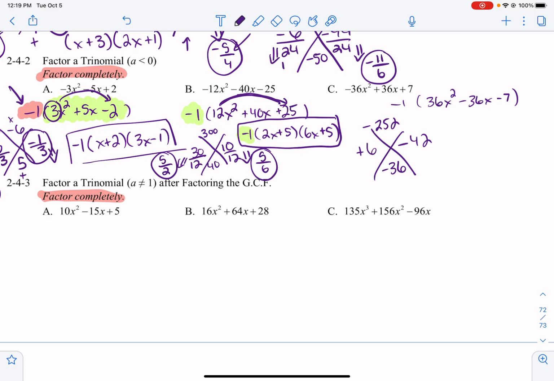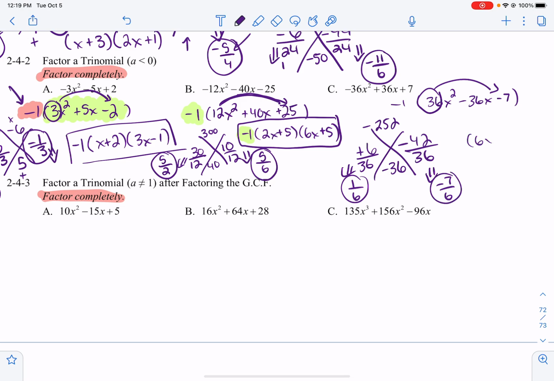But at the very beginning, I multiplied by 36, and I multiplied that by negative 7 to get my 252. So now I have to divide by 36. So my left-hand side becomes 1 over 6. My right-hand side, negative 42 divided by 36, is going to be negative 7 over 6. And then my parentheses are 6x plus 1 and 6x minus 7.